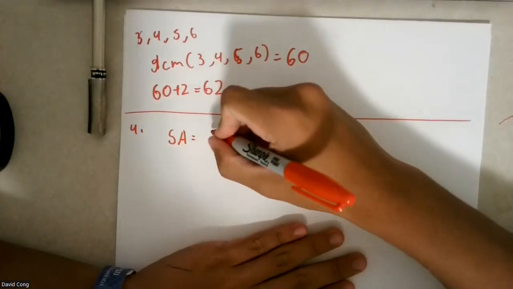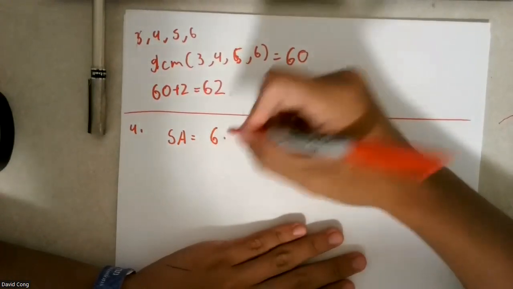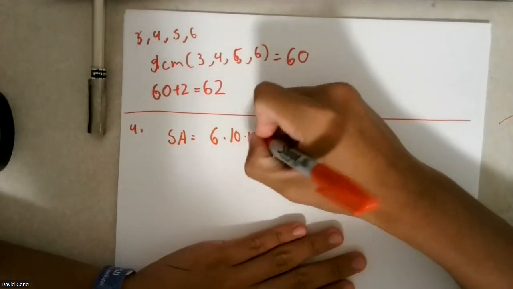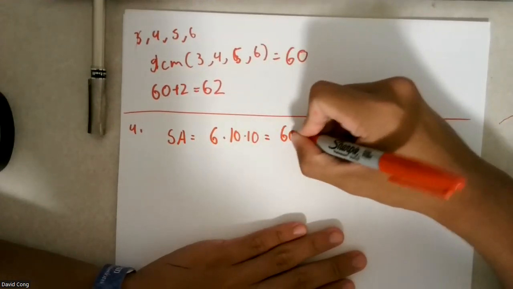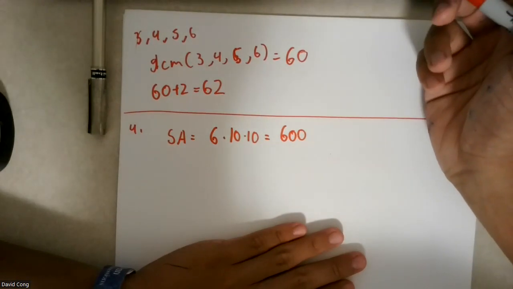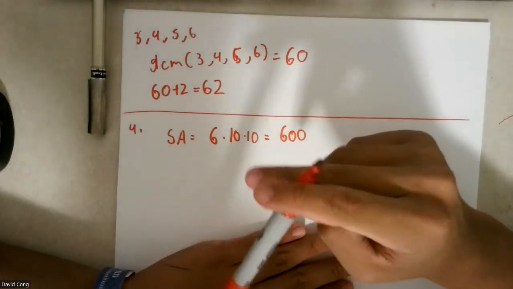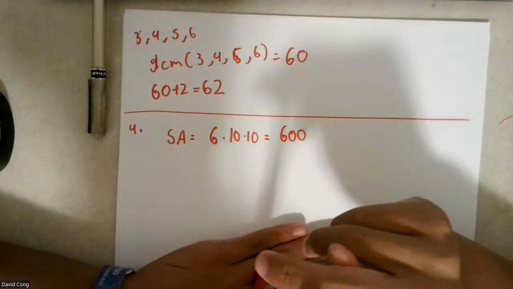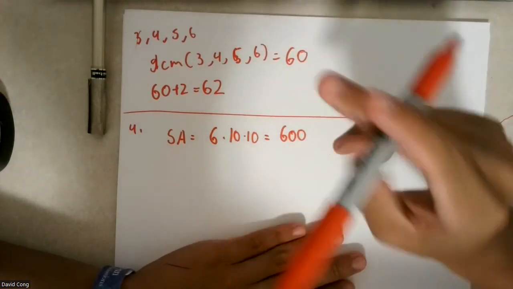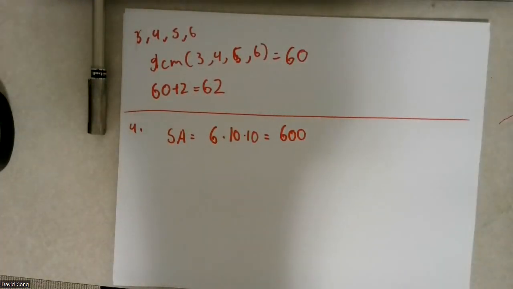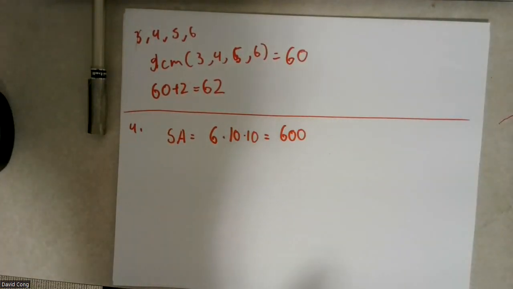Total surface area equals 6 times the area of one face. What is the area of one face? 10 times 10. We have a total surface area of 600. But we also know that the green paint covers 300 square feet. So because everything is even, instead of looking at all the sides, what if we just looked at one side? Let's divide everything by 6.